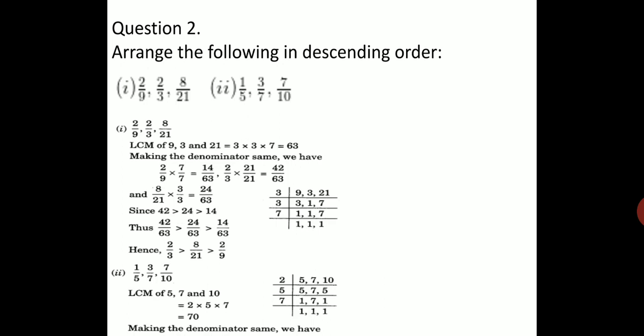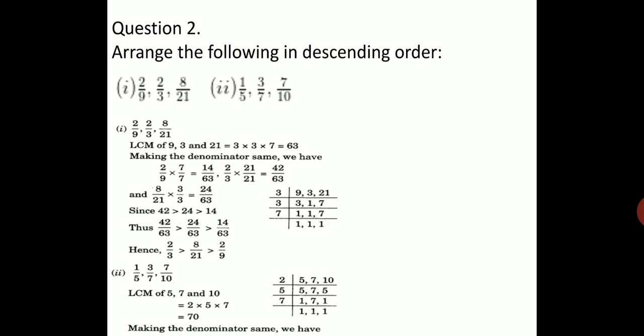Now 2 by 9, multiply by 7 into 7. Why? Because I want the denominator to be 63. So what number should be multiplied by 9 to get 63? 7. So that has to be multiplied with both numerator and denominator. So it comes to 14 by 63.